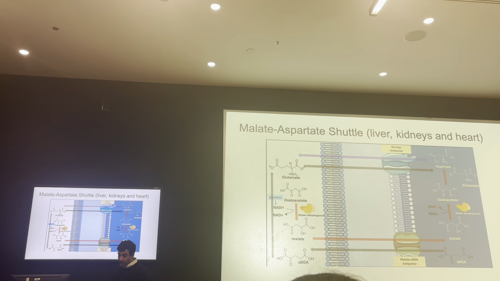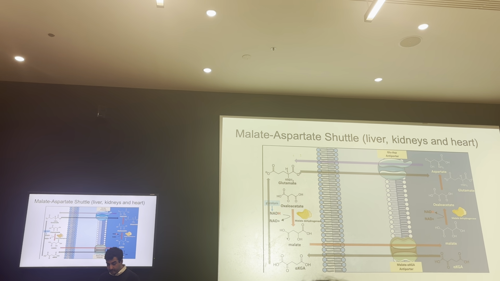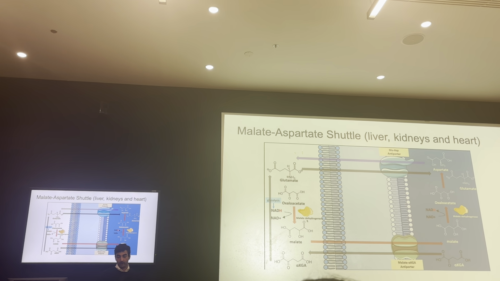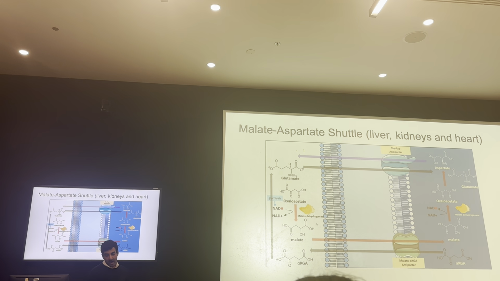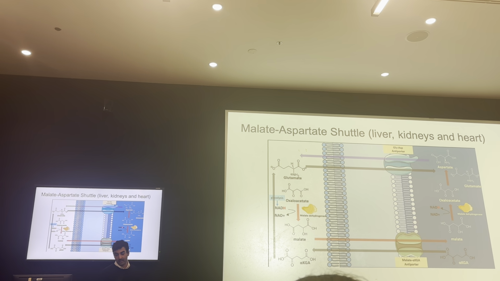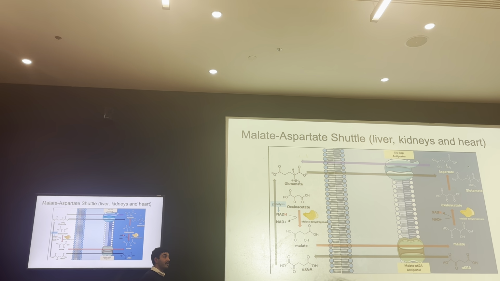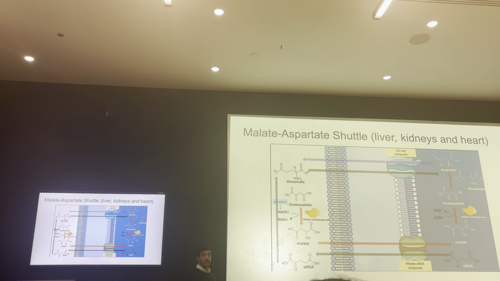So when we transport that molecule of malate back into the mitochondria, we can oxidize it once more to generate oxaloacetate, and that oxaloacetate, as we know, can be used to generate our aspartate once more, kind of closing the loop here.